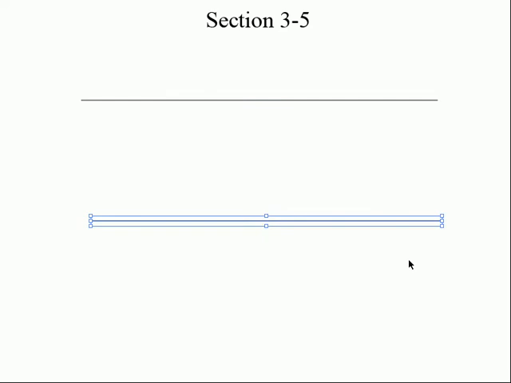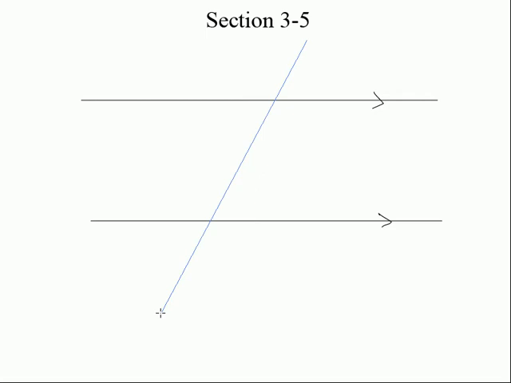Let's draw a couple lines. Are they parallel lines? How do you know? That's right, they don't have the arrows. Well, let's put some arrows on there. Now are they parallel? Absolutely. What's that line called? Transversal. Very good. That's a transversal.